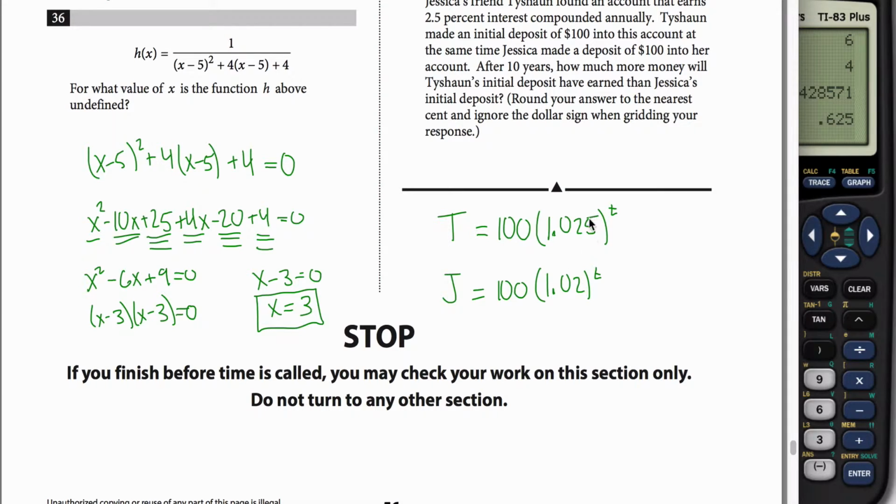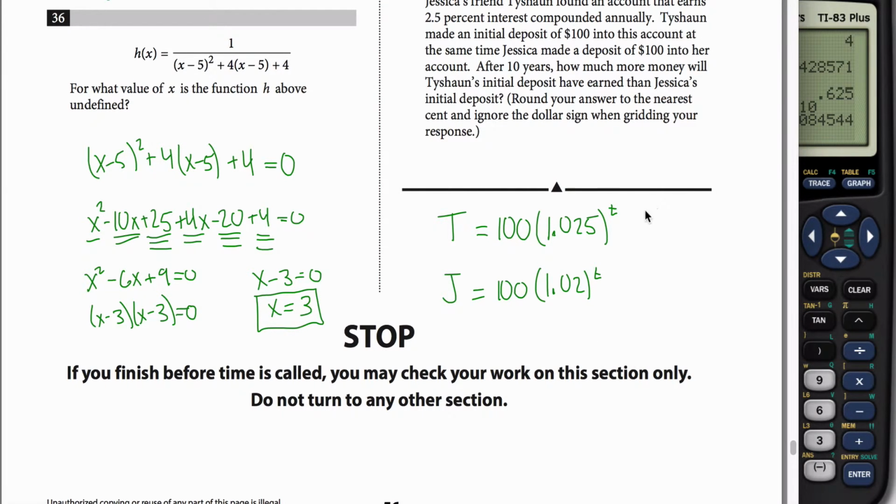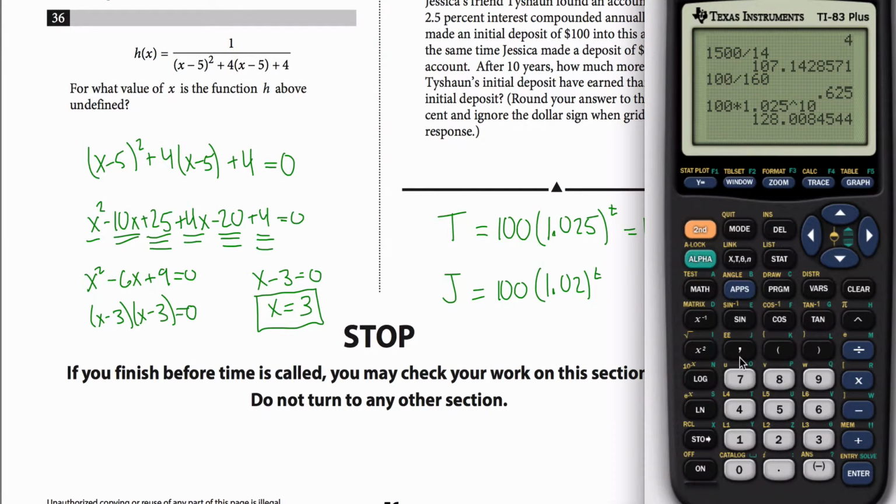So you could get clever and think about the difference that he's making an extra 0.5% each time. But I think what most students would do is just, why don't you calculate the money? Why don't you say it's 100 times 1.025 to the 10th power. And so this guy has $128.01. Maybe I'll put a couple decimal places in just in case. 128.00845. More than enough. And what's Jessica have?